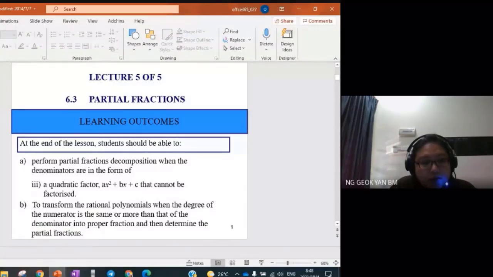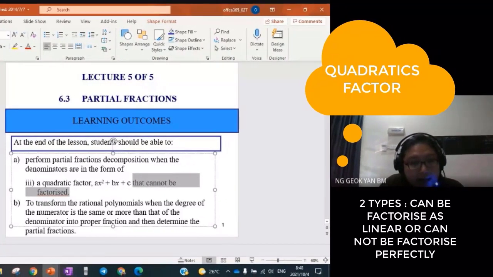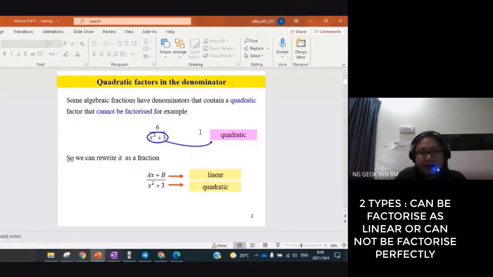This is why I said it, quadratic factors. Okay, apa beza dia quadratic factors? Okay, ini quadratic factors. It cannot be factorized. Nampak tak di sini? Dia mesti highlightkan cannot be factorized. Okay, kalau dia cannot be factorized, apa kaedah yang kita boleh buat?